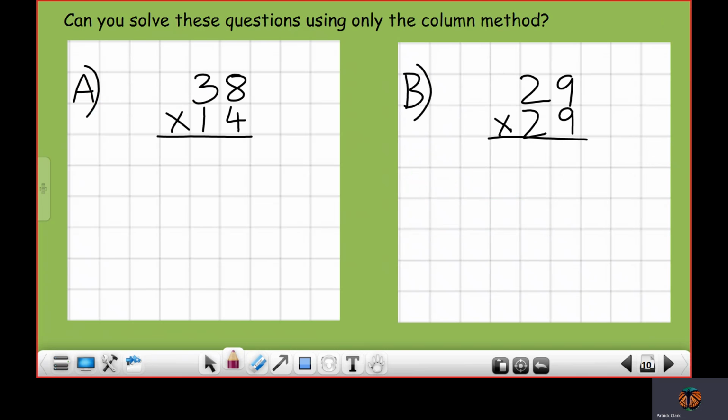Let's move on. So what I'd like to do now, please, is I'd like you to pause the video and use whichever method you would like to best. But if you can use the column method, have a go. Okay, write these in your book. Pause the video, please, and have a go.